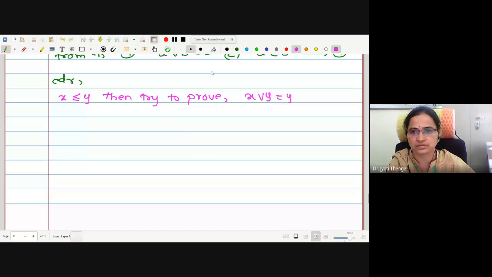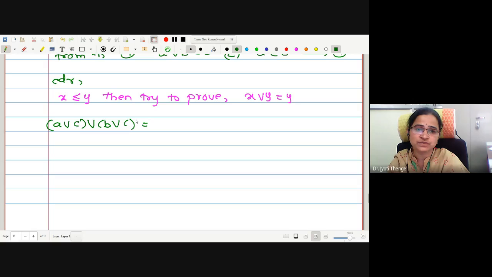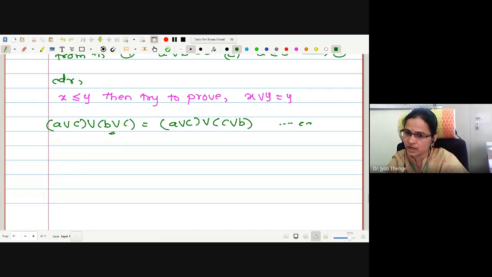Consider, I'll change the color. Consider A join C joined with B join C, and the aim is to prove it is B join C. Now we have all the laws with us: commutativity, associativity, idempotent. Using these laws, we will try to prove it as B join C. First, I will use commutativity here, for A join C, join with C join B. The first property I have used is commutativity. Next, what I will do? I will use associativity to combine the middle two C's.